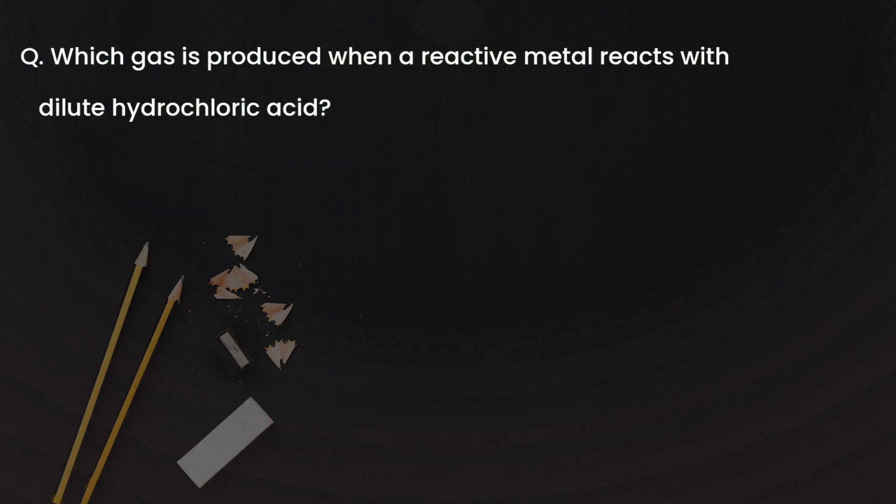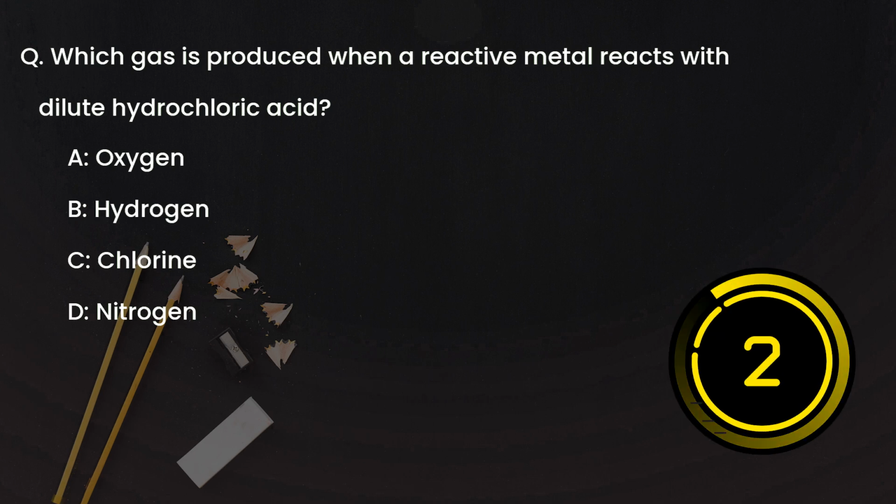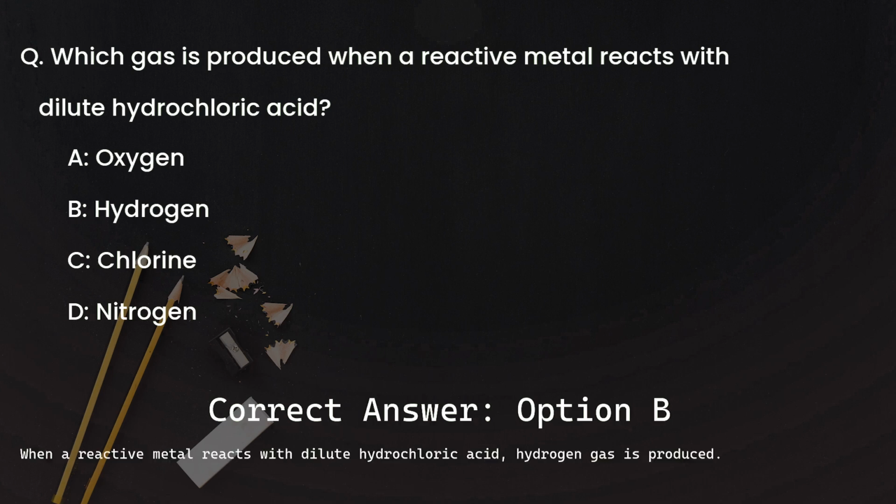Question: which gas is produced when a reactive metal reacts with dilute hydrochloric acid? Option A, oxygen. Option B, hydrogen. Option C, chlorine. Option D, nitrogen. You have 5 seconds to answer the question. The correct answer is option B, which is hydrogen. When a reactive metal reacts with dilute hydrochloric acid, hydrogen gas is produced.